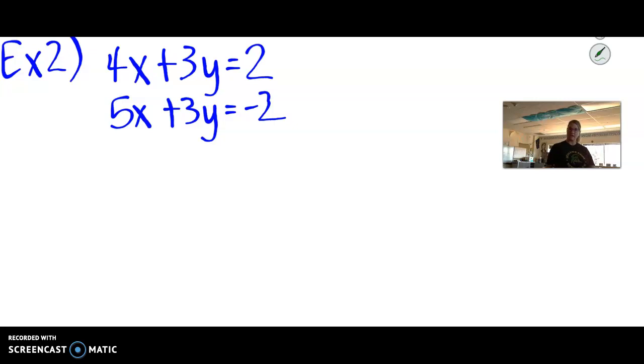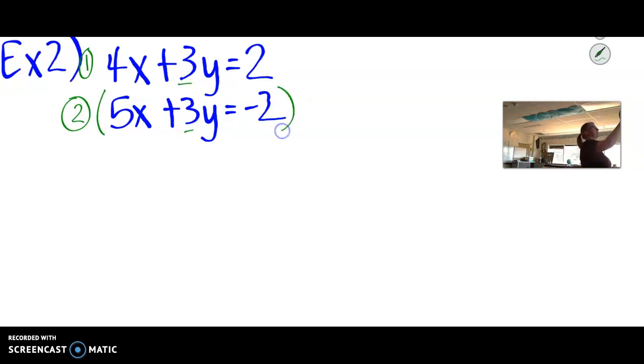Let's pause the video again, write it down. In this particular problem, in equation 1, our coefficients are 4 and 3 in front of x and y respectively, and we have 5 and 3 for the second equation here. They're not exactly the opposite. So what we need to do is figure out a way to make them exactly the opposite. I've got a 3 and I've got a 3. I need one of them to be a -3.